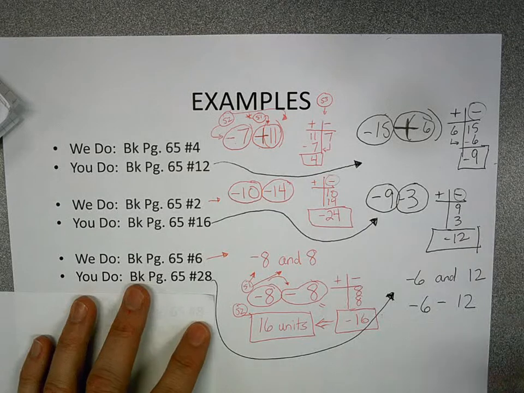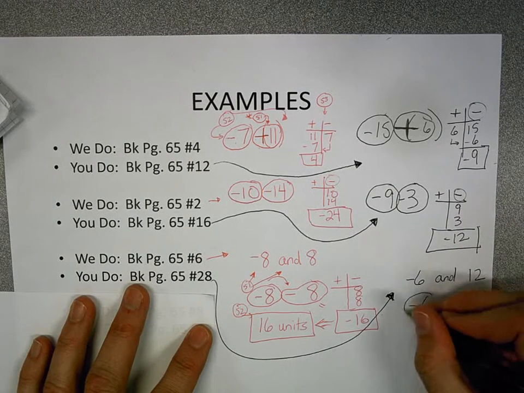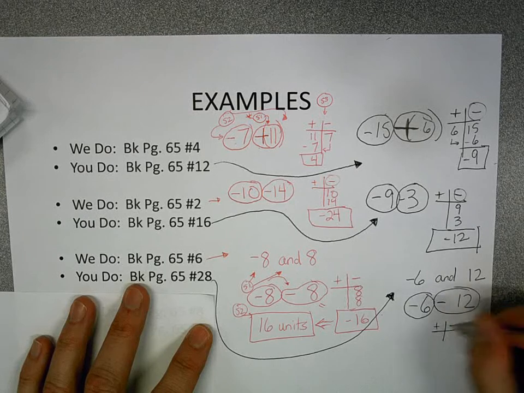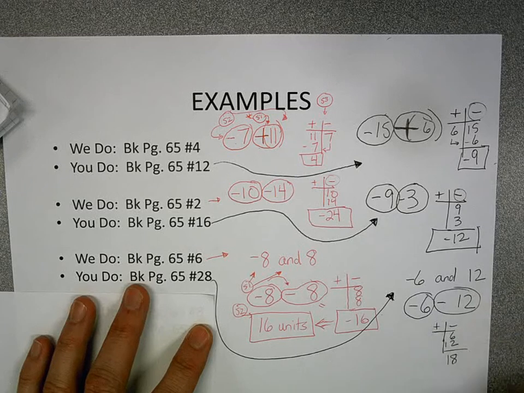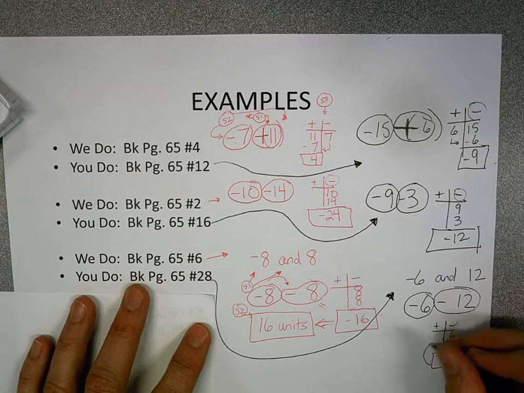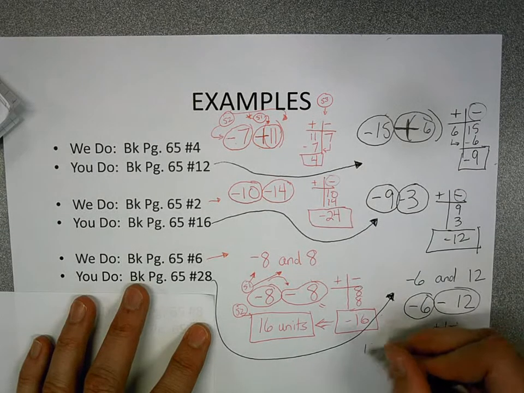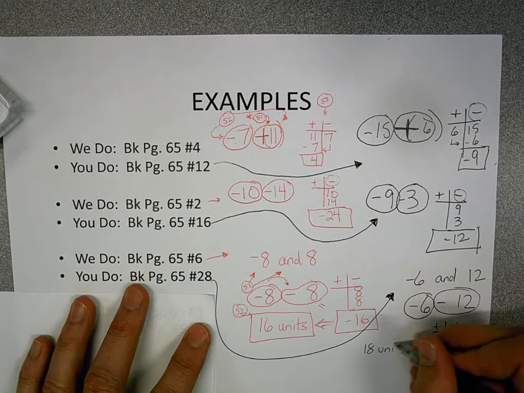So what do we do? We circle our integers, build our t-charts. They're both negative. Since they're on the same side, we add them up. It's a negative 18, right? But remember what we talked about. Because it's the distance, they would be 18 units apart from each other.